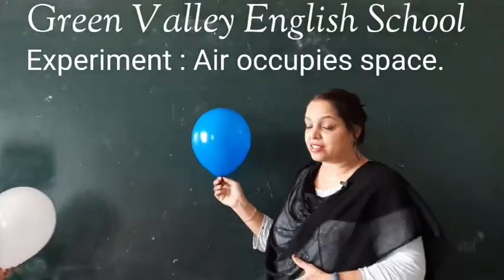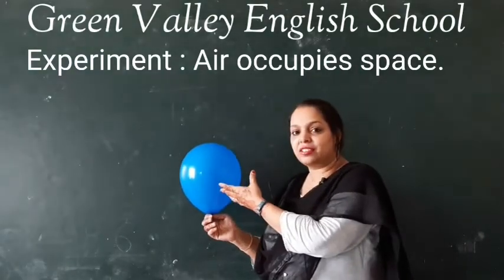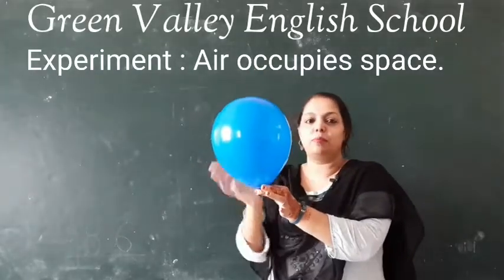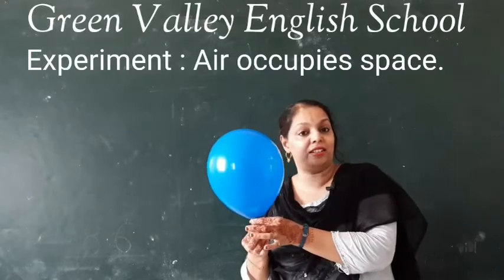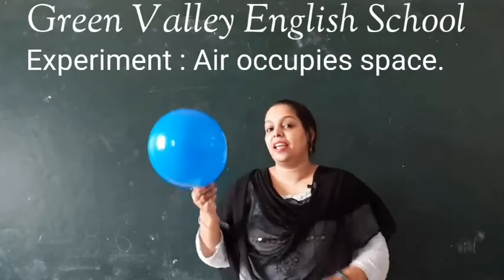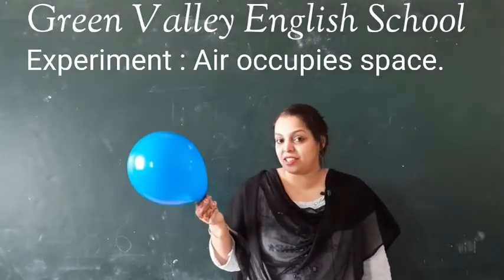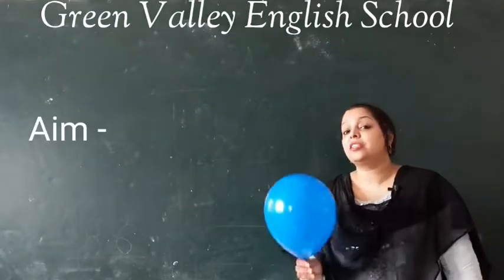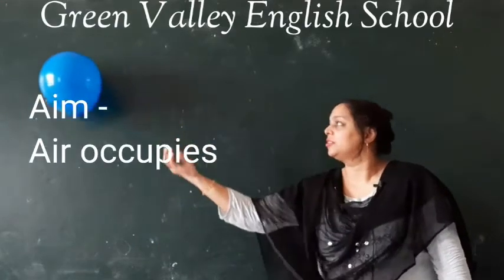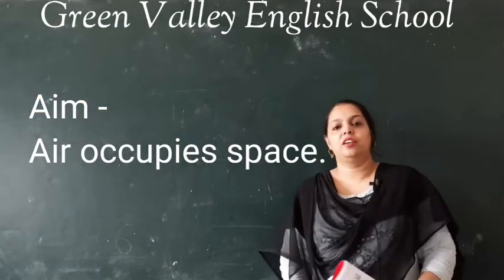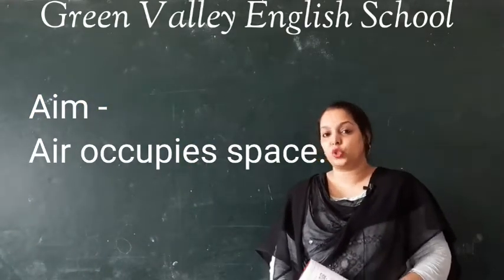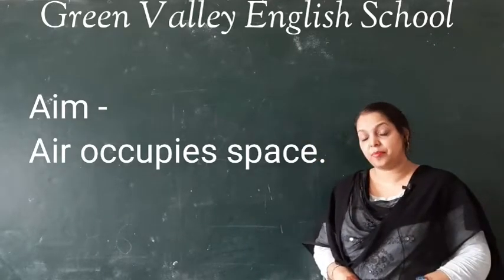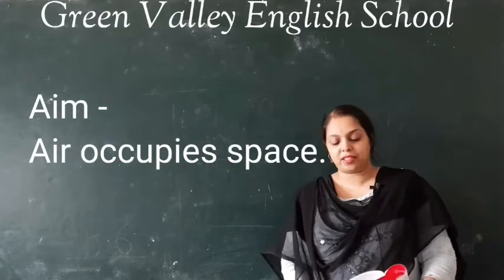Air occupies space. I have filled the air in this and I have tied it. So inside this balloon there is air. So it means air occupies space and takes the shape of that thing also. So what is the aim of this experiment? The aim of the experiment is to show that air occupies space.